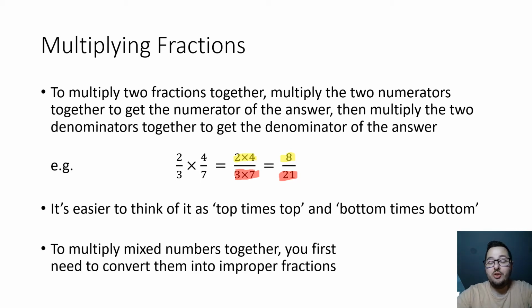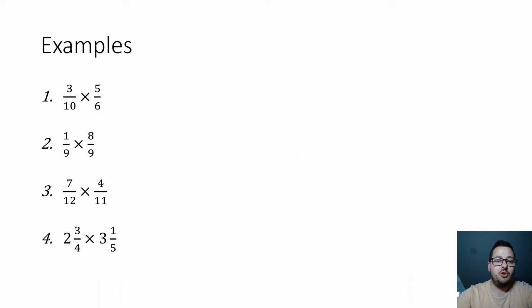Now, if you wanted to multiply mixed numbers together, you want to first convert them into improper fractions and then multiply them. And there's a separate video on that if you want to check it out. But let's just do a couple of examples then.